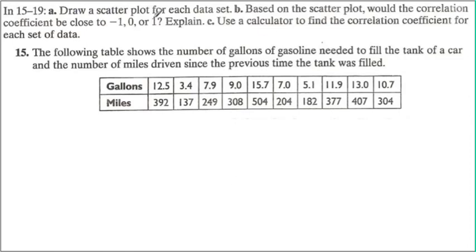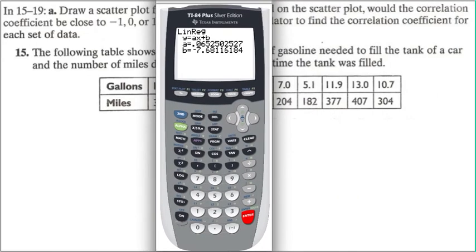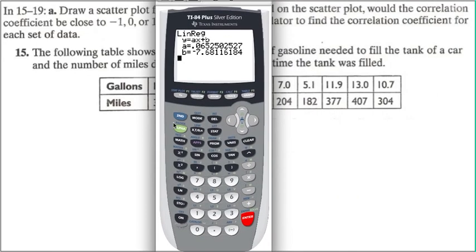Next, they ask us to identify whether the coefficient of correlation is closer to positive 1, negative 1, or 0. We have to explain that and use the calculator to find the correlation coefficient for each set of data. In order to get the coefficient of correlation, we need to turn the diagnostic on. To do that, we're going to go to the catalog and type in D.